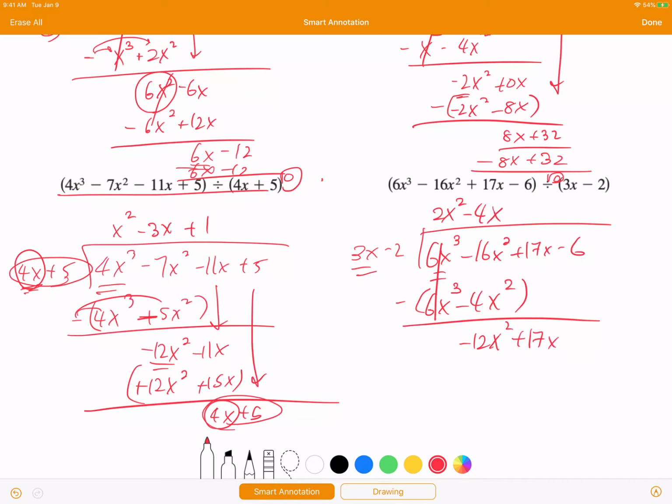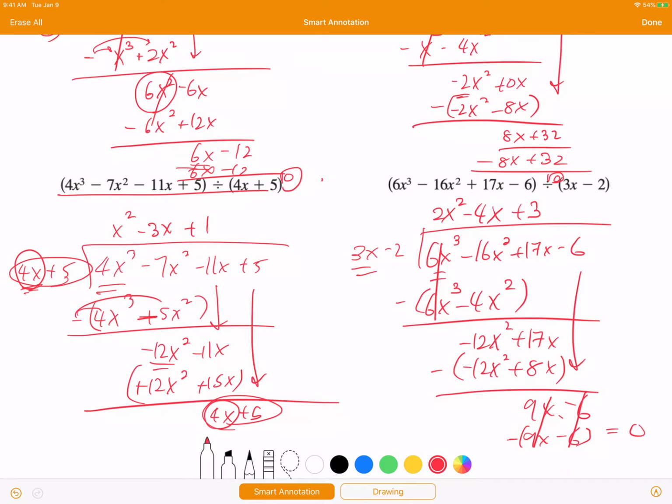We're going to write minus 4x up here. So that'll be minus 12x squared plus 8x. And then you would distribute the negative sign. So you get 9x, bring down the minus 6. So this would be plus 3, 9x minus 6. Distribute the negative sign here, you get 0. Everything will cancel out. So these would be my answers.